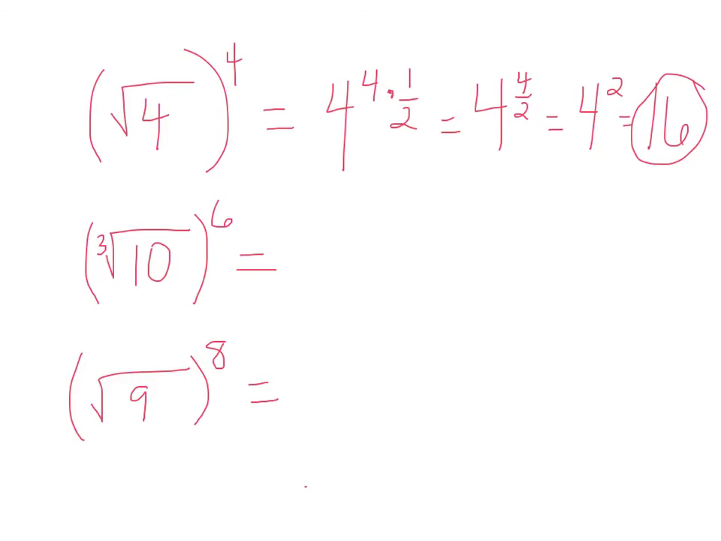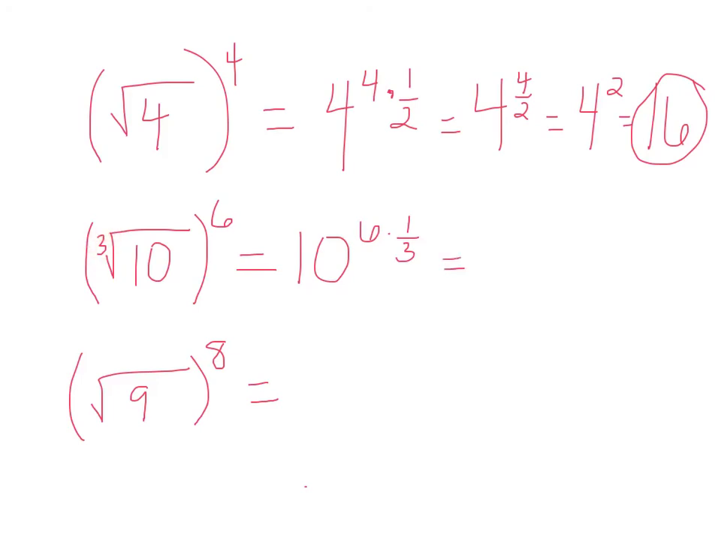Let's look at the next one. It says the cube root of 10 to the power of 6. So when we rewrite that, we write the base of 10 with an exponent of 6. And that radical, which is the cube root, is written as 1/3. The way I got 1/3 is because there's a 3 sitting right here in the radical. So that's like our cube root.